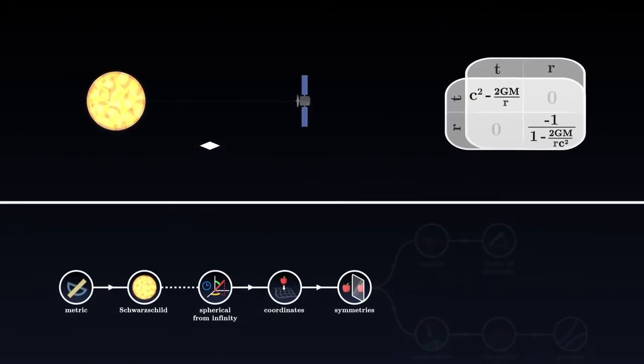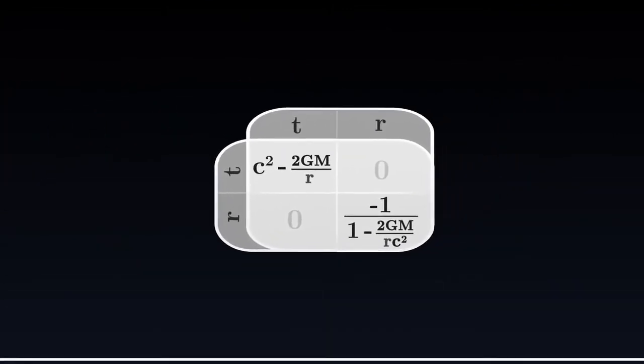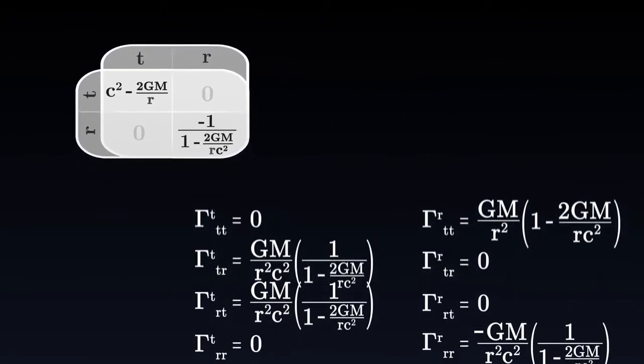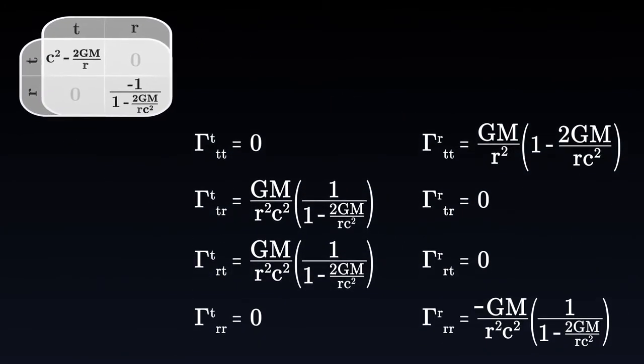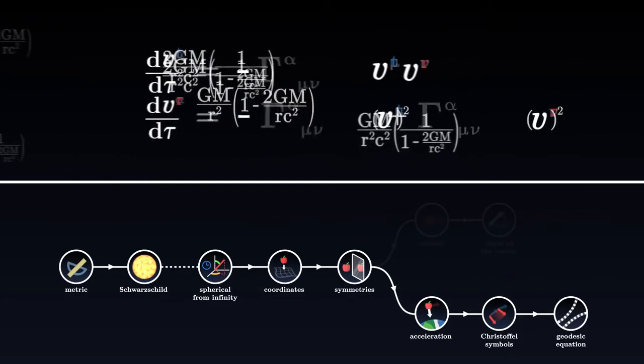In this example, we will not be interested in the velocity of the satellite, but its evolution. We want to determine the acceleration of its coordinates. To do this, we start by calculating the Christoffel symbols. In the Schwarzschild metric, with these coordinates, the Christoffel symbols take the following form. Once calculated, we can inject them into the geodesic equation.